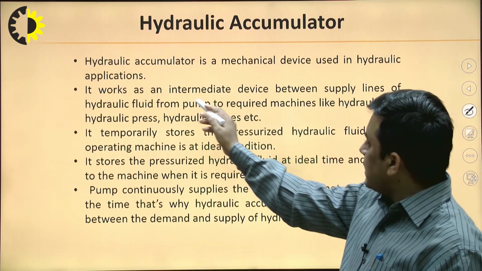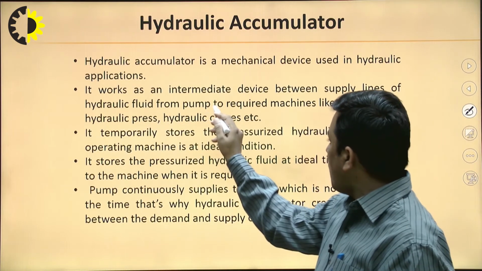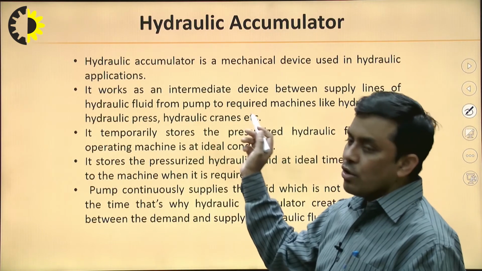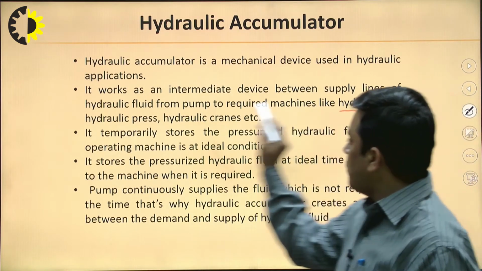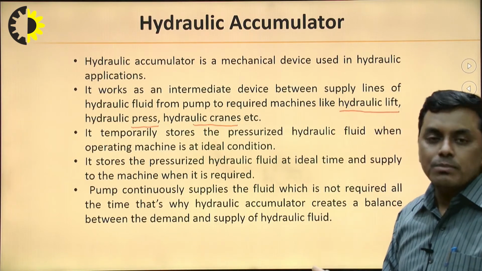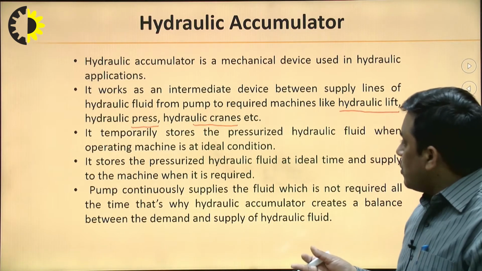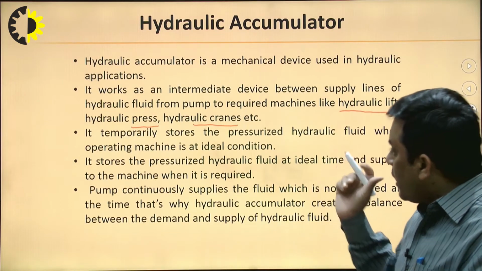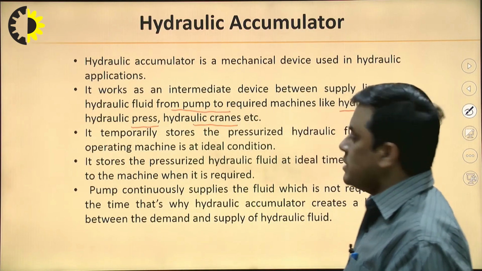It works as an intermediate device between the supply line of hydraulic fluid from the pump and the required machines like hydraulic lift, press or cranes. Whenever we are using these devices, we need pressurized fluid, because we have to lift the load and do some work. That pressurized fluid is supplied from the pump. The purpose of the pump is to increase the pressure of the fluid.